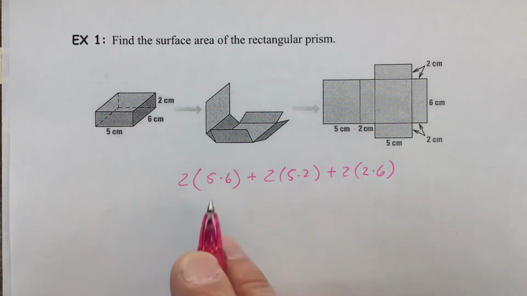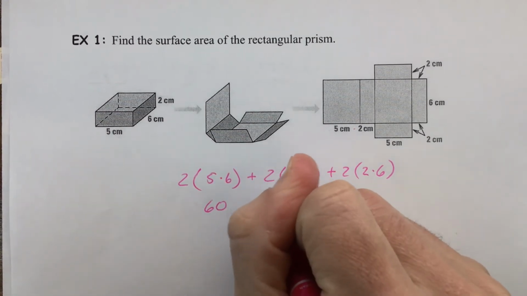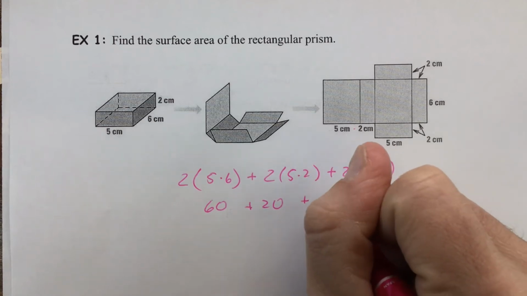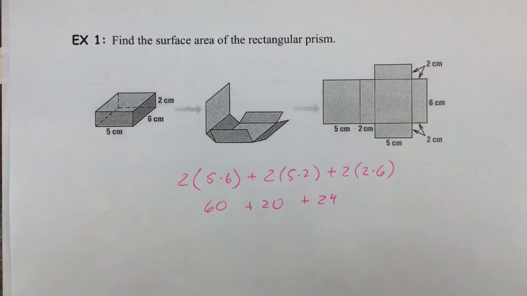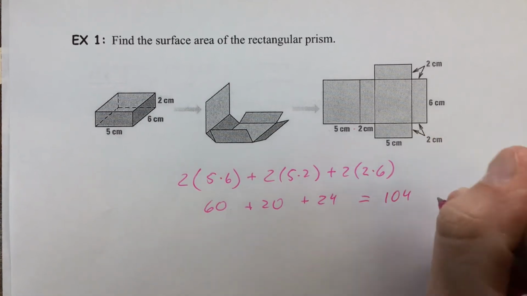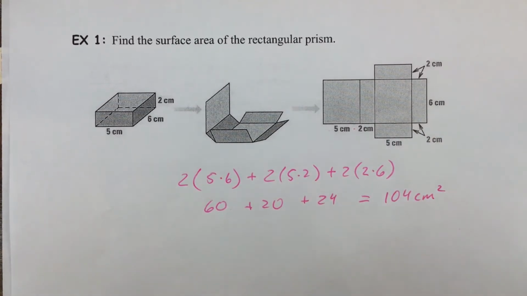Okay, so we got 30 times 2, which is 60. We've got 10 times 2, which is 20. We've got 2 times 12, which is going to be 24. So the total surface area is going to be equal to 104 centimeters squared.